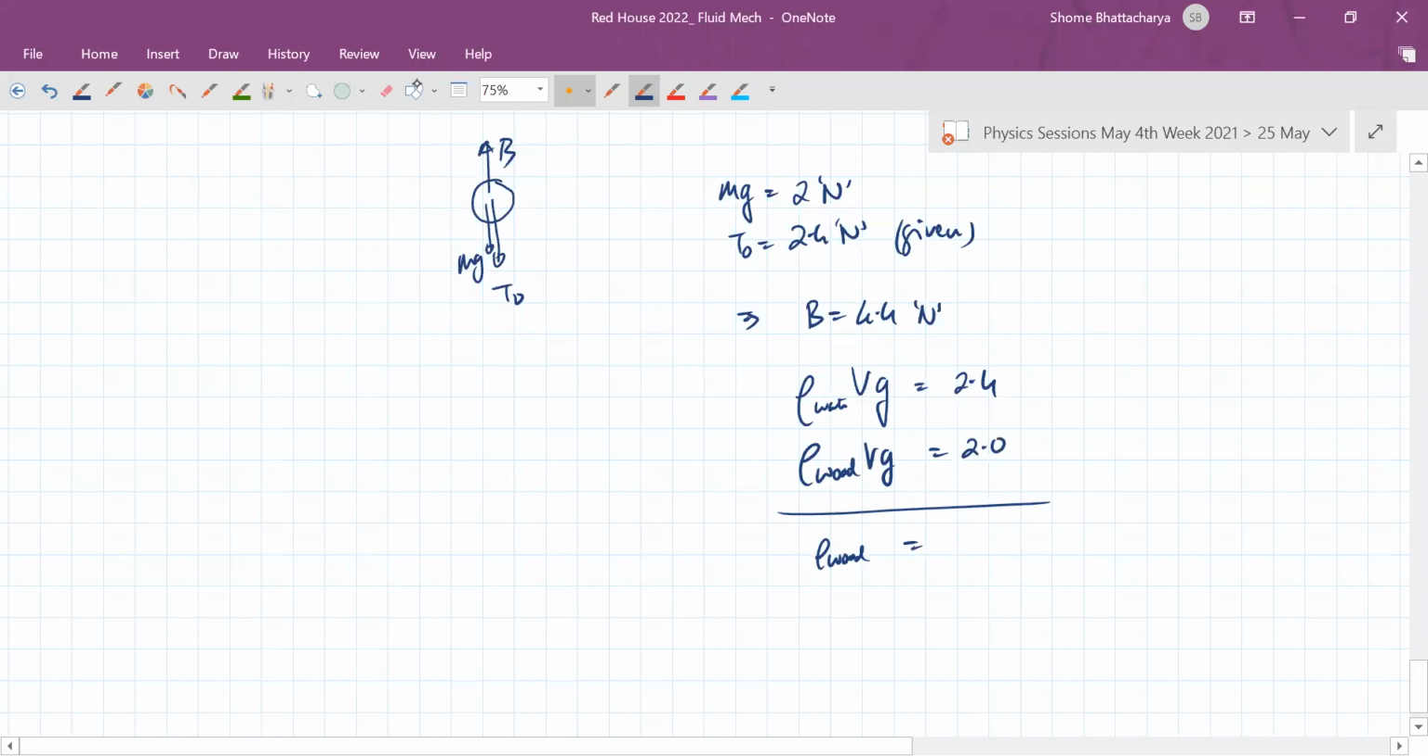Sorry, 4.4. So density of wood becomes how much? 2 upon, or 20 upon 44. So that is 10 upon 22, or 5 by 11. This is some vital information there.